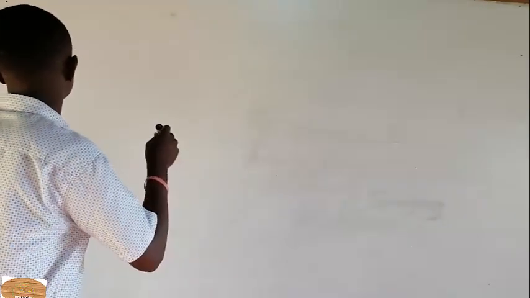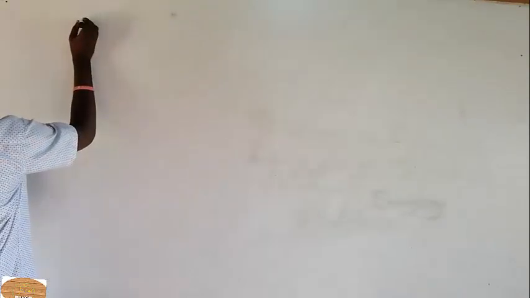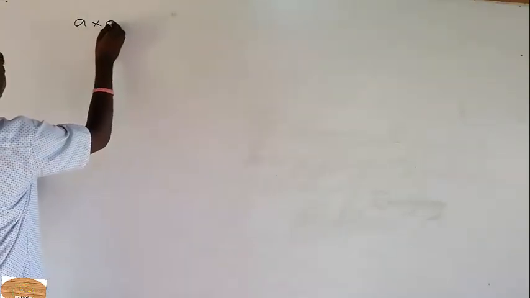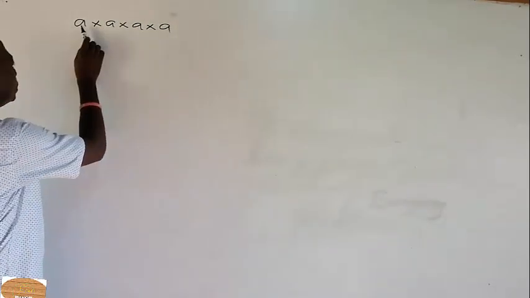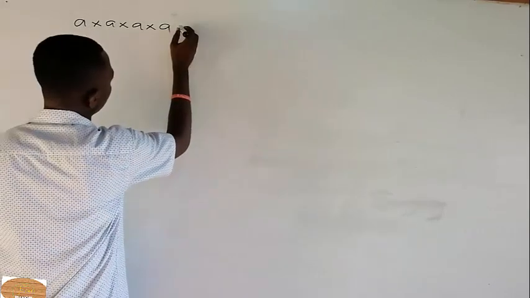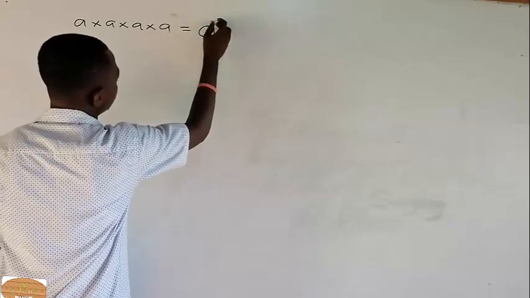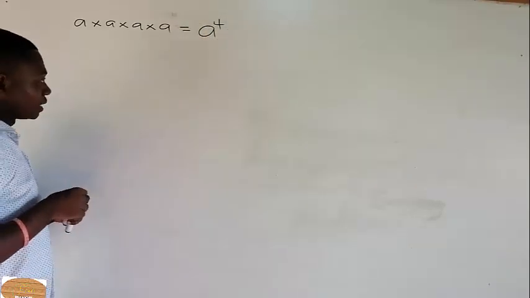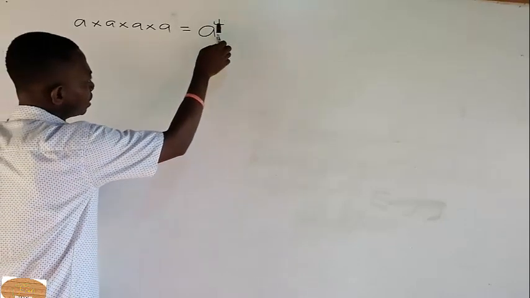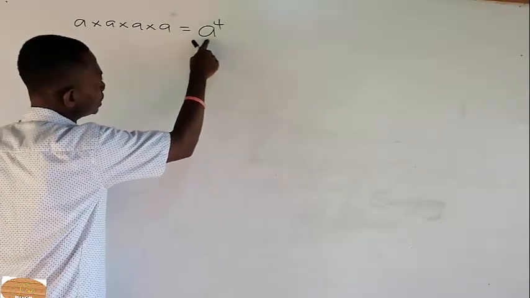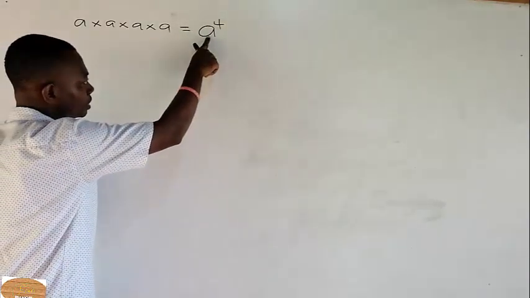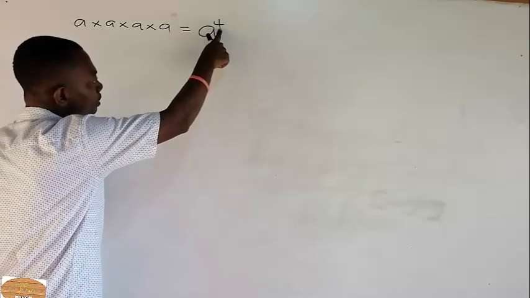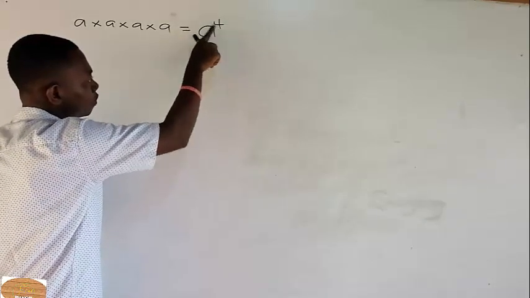Consider this example, in case you're given A times A times A times A. So we have 1, 2, 3, 4. So this one means A to the power 4. What this means is the number of times this variable is multiplying itself. So the 4 here means that A is multiplying itself 4 times.